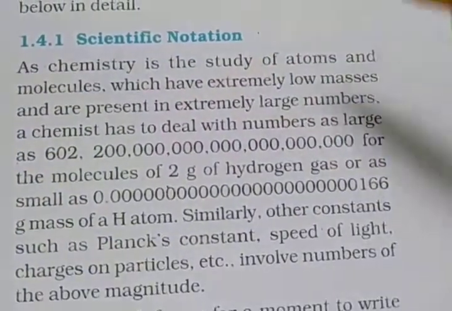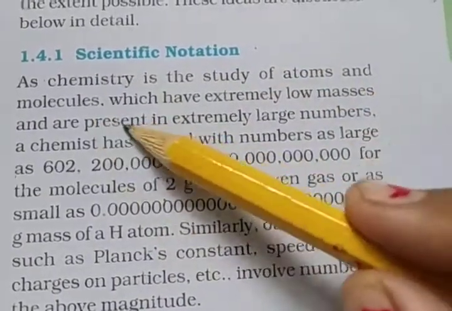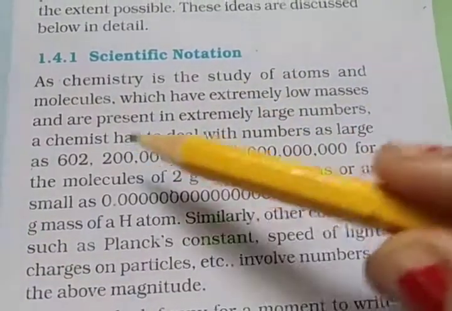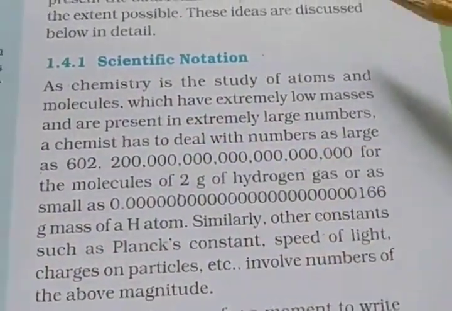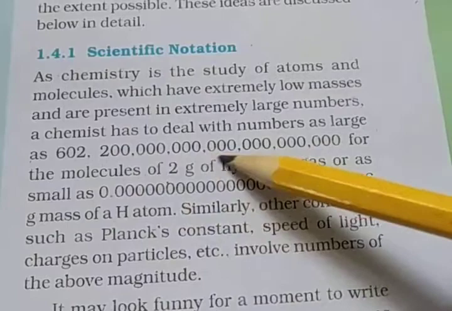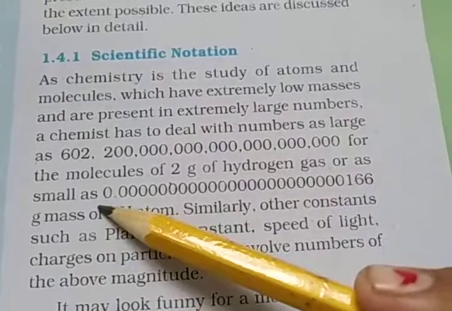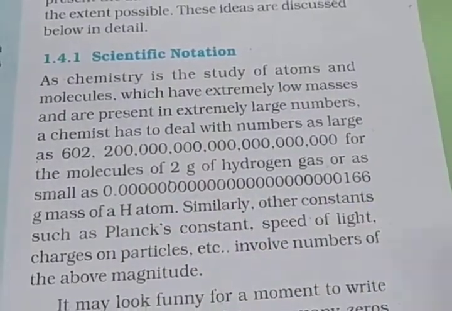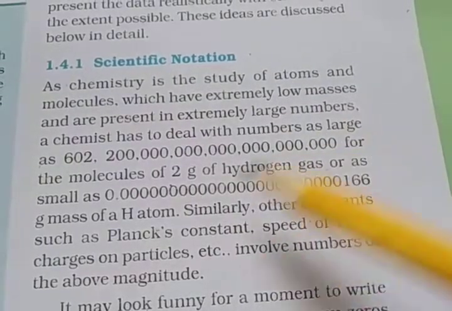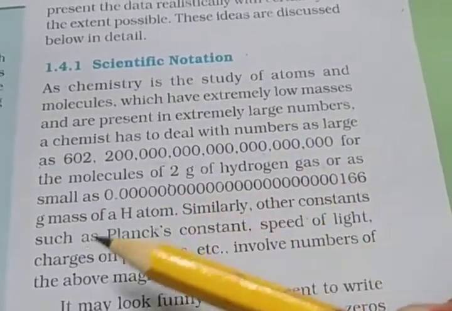Scientific notation. Chemistry is the study of atoms and molecules, which have extremely low masses and are present in extremely large numbers. So a chemist has to deal with very large numbers, like 602,200,000, for the molecules in 2 grams of hydrogen gas, or numbers as small as 0.166 grams, the mass of a hydrogen atom.